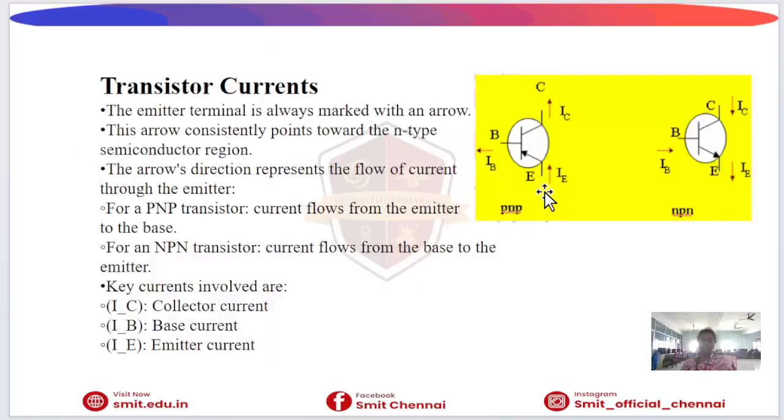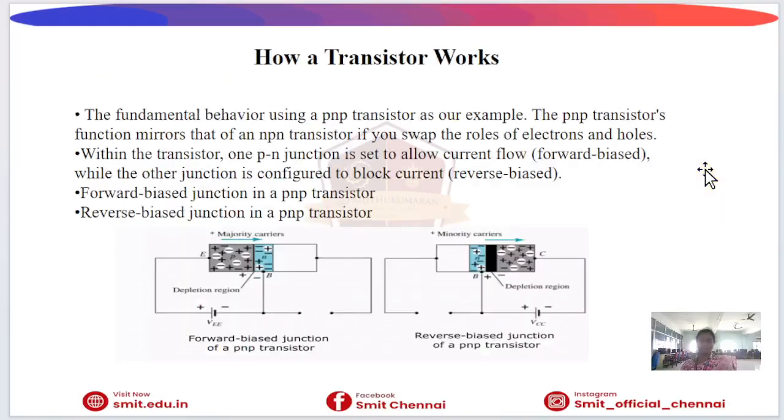Next one is the direction of the current flow. How does the current flow get its direction? In a PNP transistor, current flows from emitter to base. Also in an NPN transistor, the current flows from base to emitter. So the important note is the conventional current direction is considered here. Actually, the electron movement is opposite to the conventional current.